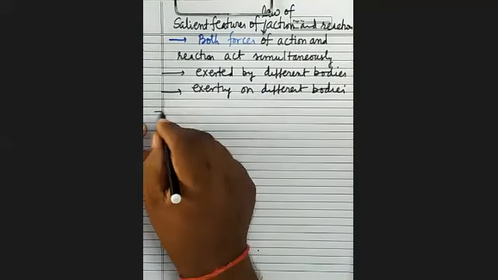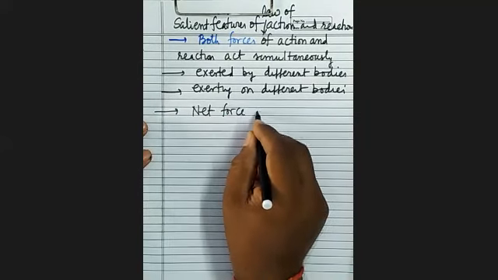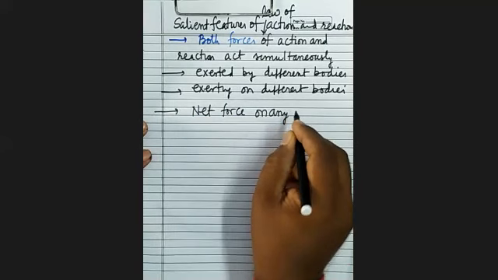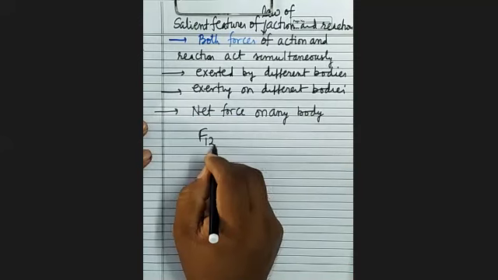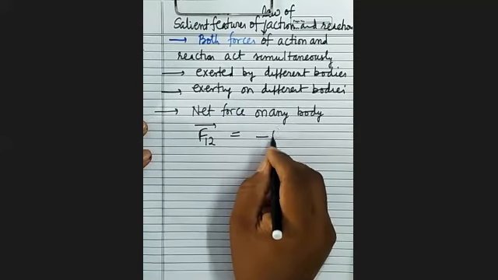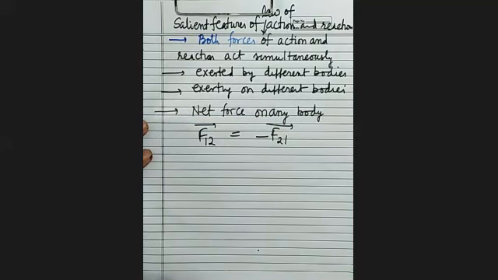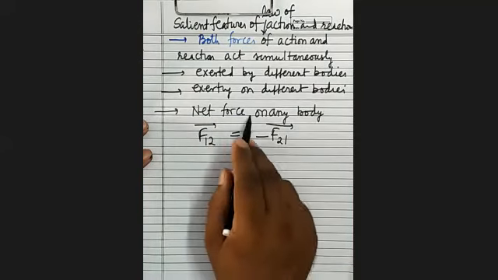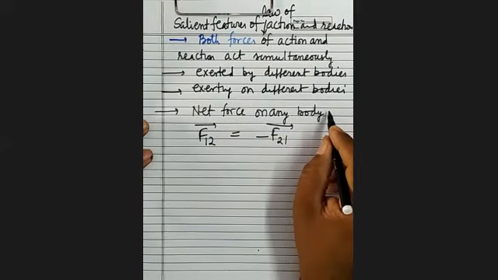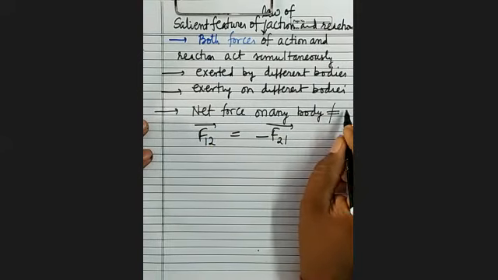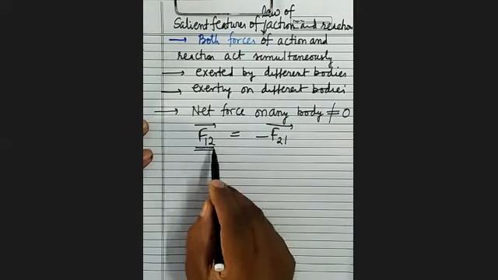Now what will be the net force on any body? Sir, 0. On any body? Why will it be 0? Sir, because there is an equal force. Because net force on any body will not be 0, because these forces are exerting on different bodies.